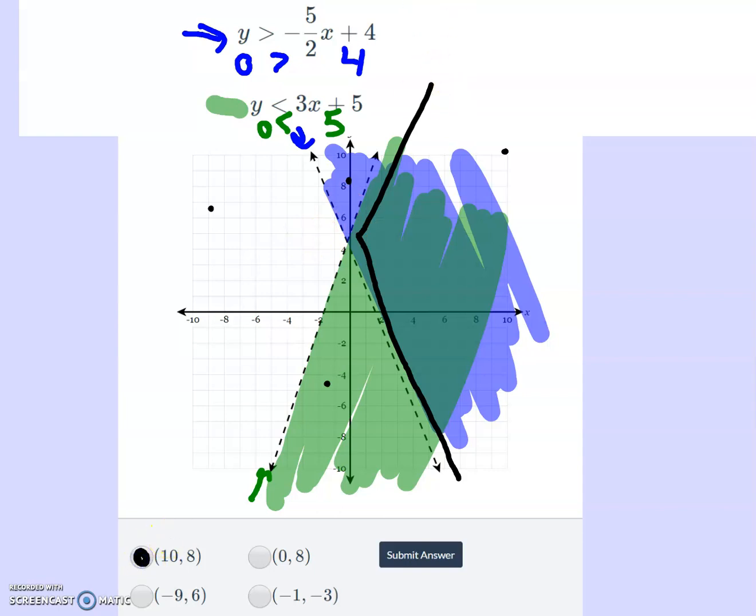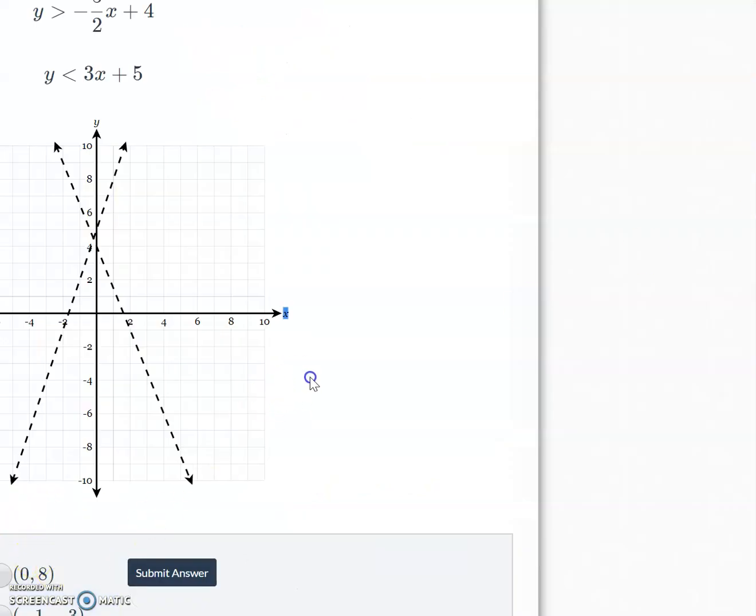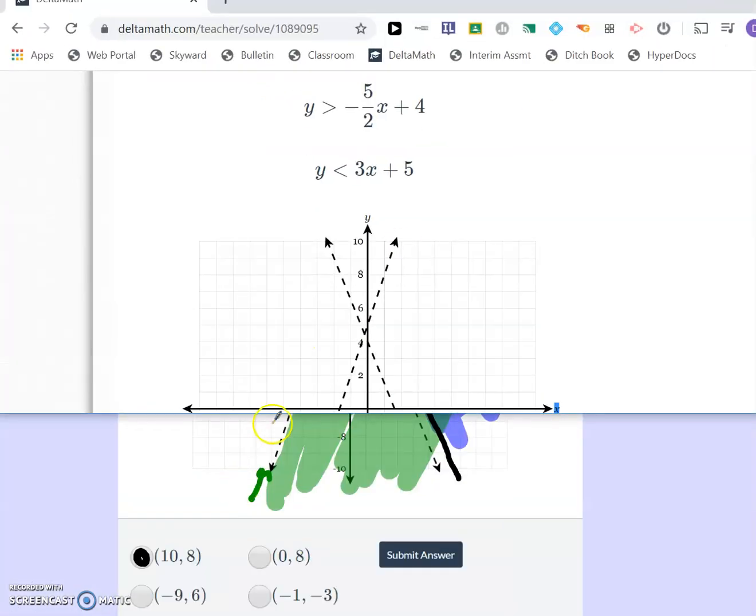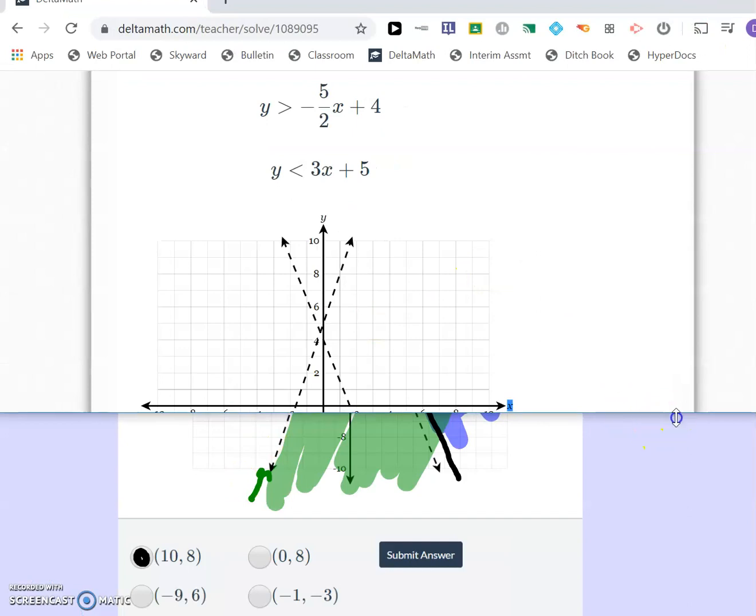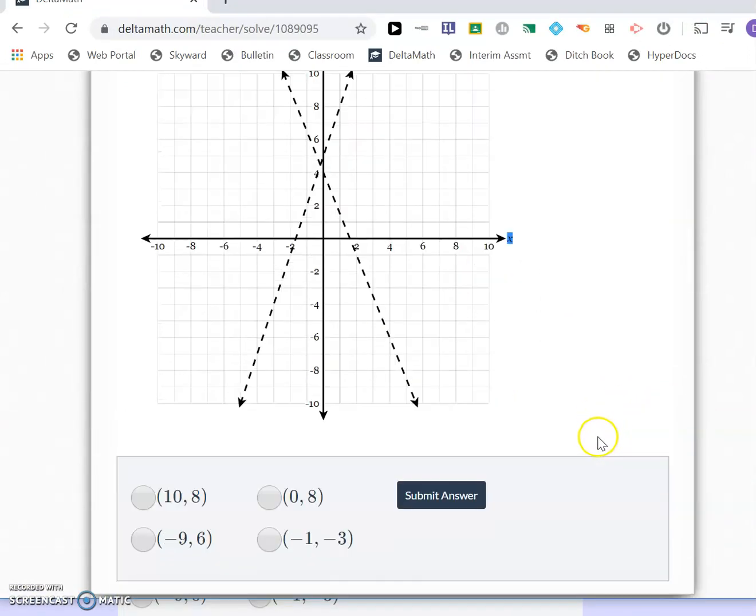Okay, let's see if I still have Google or Delta Math still up here. And yep, 10, 8 right there.